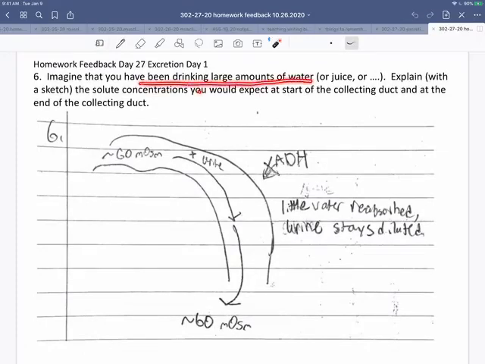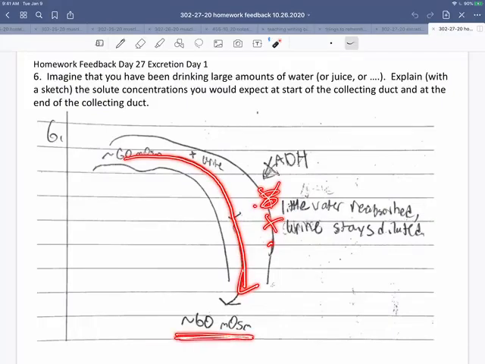Someone's been drinking large amounts of water. What solute concentrations would you expect at the start of the collecting duct and at the end? So at the start of the collecting duct, we're around 60 milliosmoles. If you've got a lot of water, there's going to be no antidiuretic hormone. So no antidiuretic hormone here, and therefore, aquaporins will not be placed in the membrane. And so the 60 milliosmoles, mostly waste at the beginning, are still 60 milliosmoles, and all those wastes at the end.